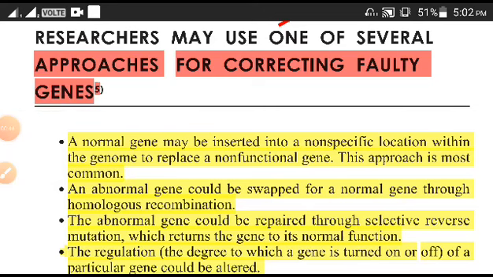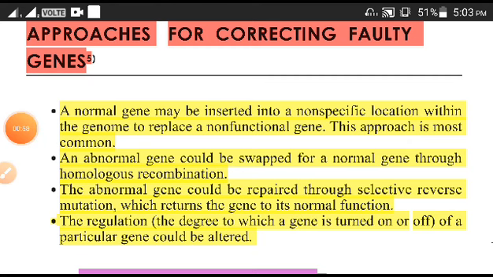So here first we'll discuss the approaches for correcting faulty genes. Which are the common approaches we have? The first one is a very common approach where a normal gene may be inserted into a non-specific location within the genome to replace a non-functional gene. This is usually the common objective: whatever the non-functional gene is, we have to replace it with the normal gene.